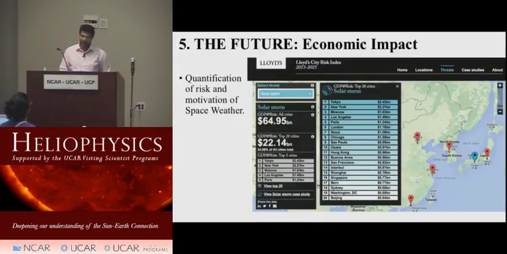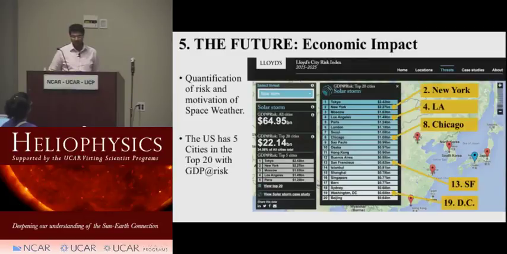And so then I'll just finish off here, and I will finally say this is the finish. This is just the broader picture, economic impacts. And what's intriguing is out of the top 20, there are 5 US cities.